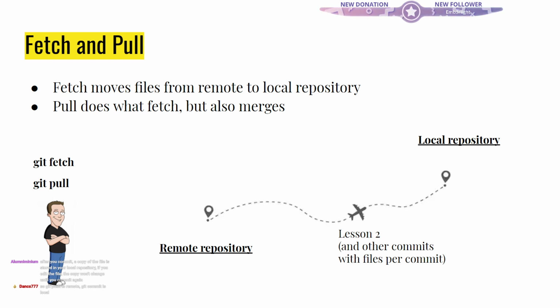And now, how do you get files from remote to the local repository? You use fetch and pull commands. The fetch command is a more simple one. It will basically get all the files from the remote repository to the local repository as is, and it won't do anything. However, if you do pull, it will also try to merge the files. So fetch is one command, pull is two commands. Pull is actually fetch and merge. We'll talk about merge a bit later.